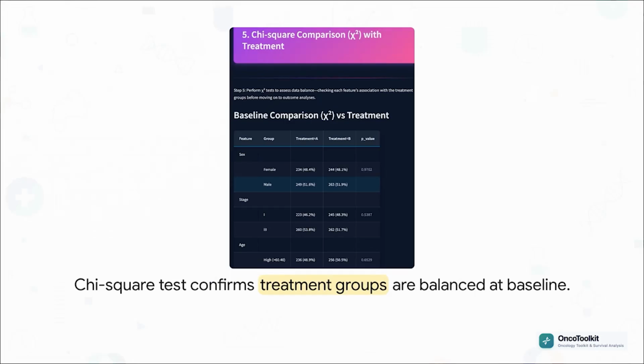So, before we even peek at the outcomes, any good study has to check for balance, right? Are our two treatment groups actually comparable to begin with? This chi-square test confirms that, yes, they are. All these high p-values tell us there are no significant differences in the baseline characteristics. This is so important because it means any difference we see later is likely because of the treatment, not because the groups were unbalanced from the start.